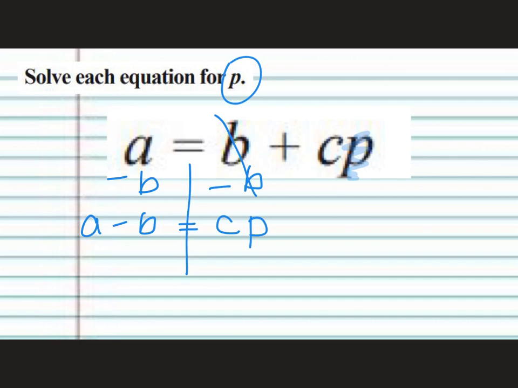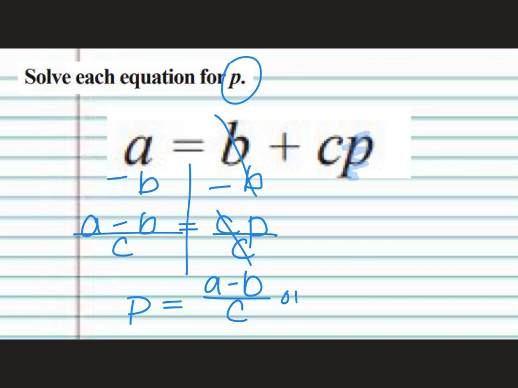Now P is still not completely by itself. Right now C and P are bumped up against each other, so that means they're being multiplied. In order to undo that, I'm going to divide everything by C. When I do so, I'm left with P equals, all I'm doing is moving the P to the other side just to make it look more like what we're used to, A minus B over C.